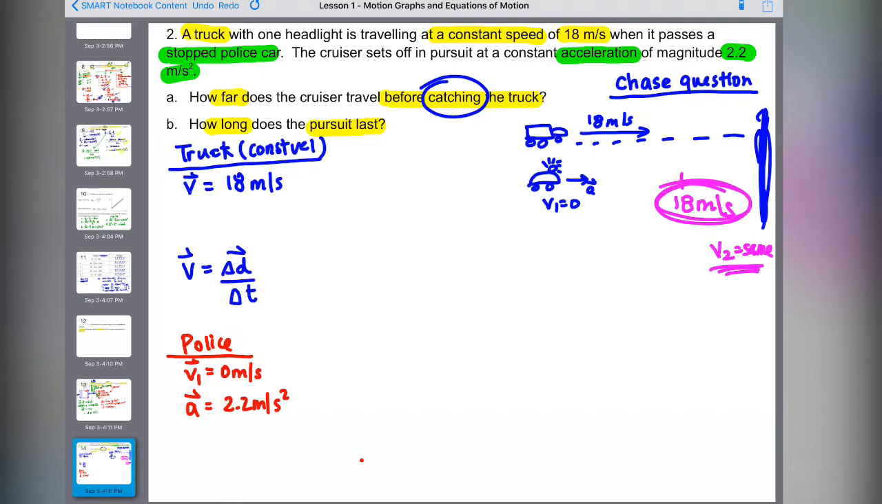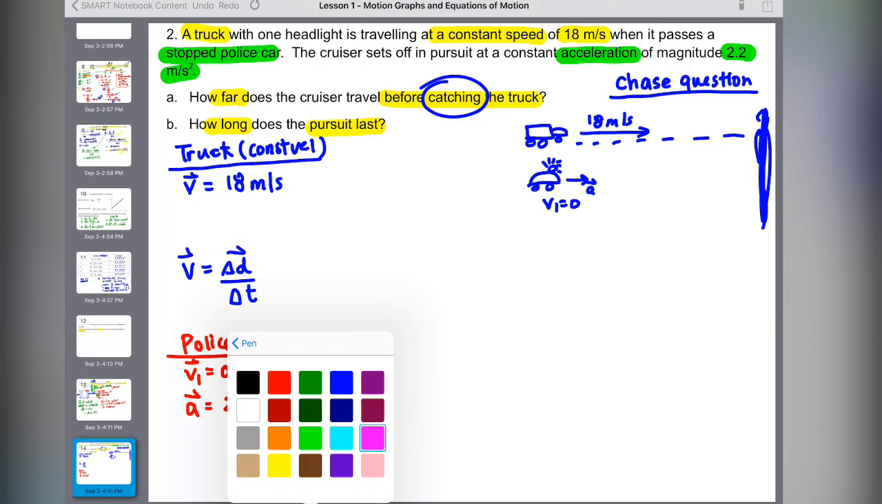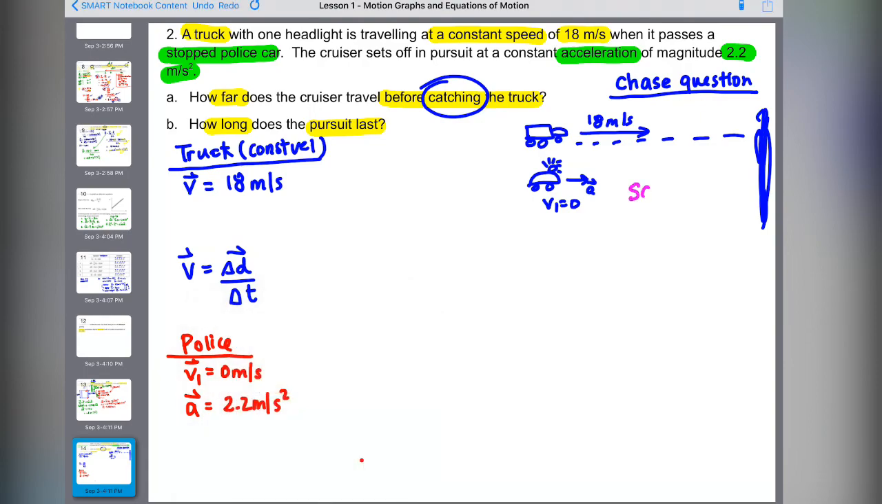The police car probably should be traveling a lot more than 18 in order to catch up with the missing distance that it didn't have before. So that means this assumption is wrong. Your V2 being the same is not correct. So that's wrong. Let's just take the step. In order for you to be caught up, you actually need to be in the same place at the same time.